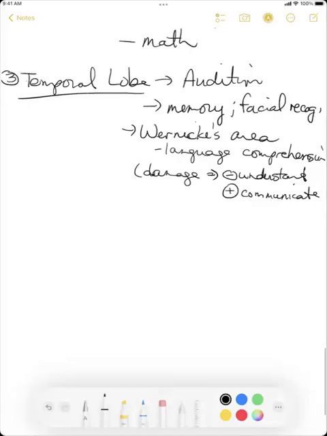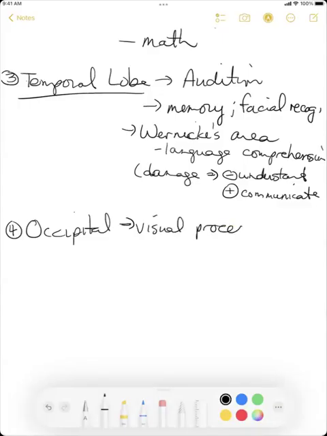When we think about the last lobe that we're going to talk about, the occipital lobe, really one major function in the occipital lobe is visual processing. Whenever you think of occipital lobe, think visual processing and perception.